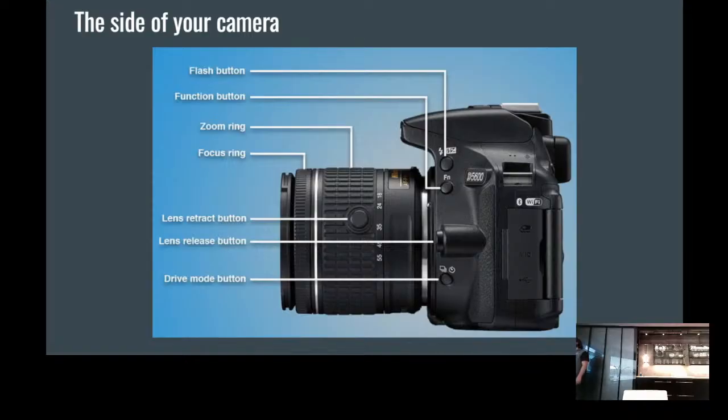Lens release. Hold that down, turn clockwise. That takes your lens off. Apply the new lens on. Usually it's a dot to dot or square to square, and then turn counterclockwise until you hear a click. That's how you know it's engaged.